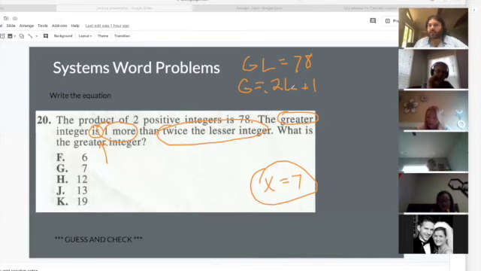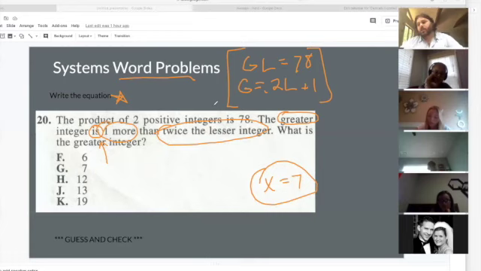One more than twice the lesser. I think that's it. There's our system. So with these word problems, again, you're going to have to write the equation, and that can be really challenging, right? Dawson, I agree with you. I think guess and check's the way to go on this one. Especially when I start solving this system, we're going to see really quickly that it's the way to go, okay? But let me show you anyway.